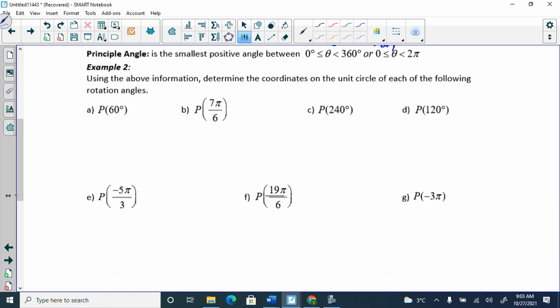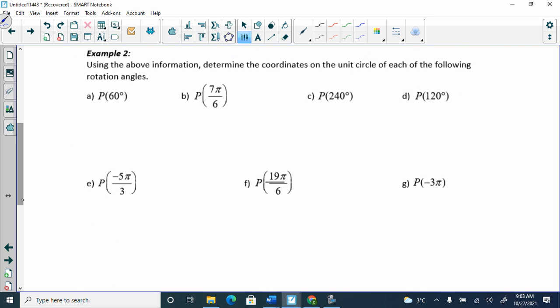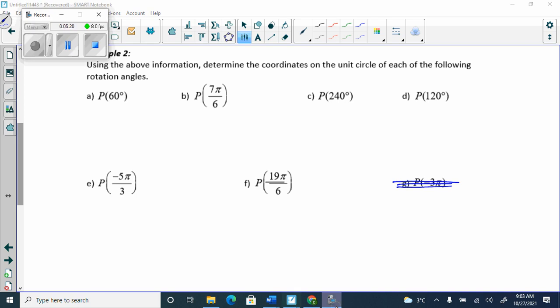I want you to try A to G. And by G, I mean don't do G. I think we did G up here. Isn't that a repeat? Come on, Lepp. How about giving the same question twice? Like, seriously, who are you? What kind of person are you? Not a good one. Okay, A to F.